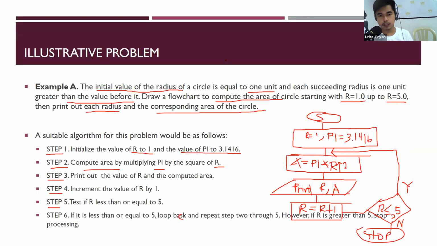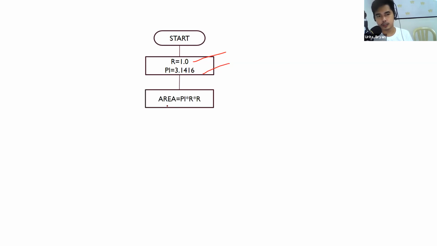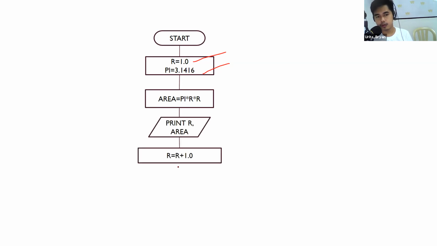Sa problem natin. So sabi dito, starting with R equals 1. And of course, pi, we know that. We just initialize these variables. Next, compute the area of pi and of the area, I should say, of the circle. Then print. And of course, increment the radius by 1. So R equals R plus 1.